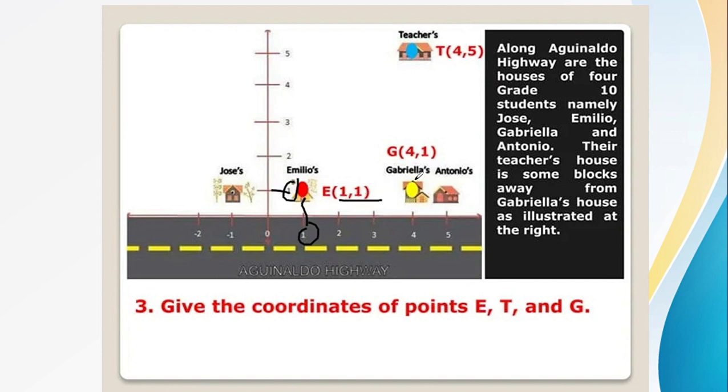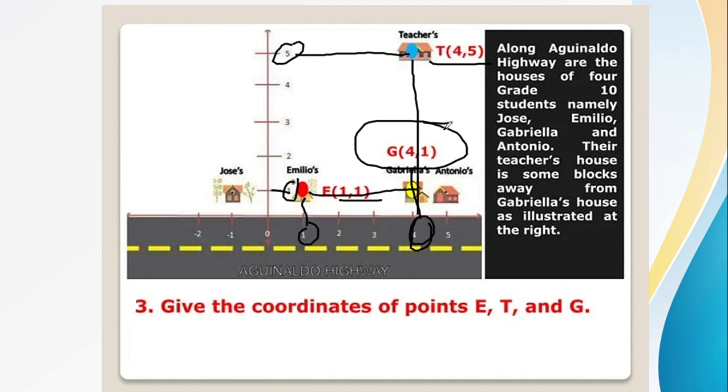Now, for T, that is their teacher's house. Looking at the coordinates of T, this is 4, and then 5 here. So that is why we have the coordinates 4 and 5. Now, for Gabriela's house, the coordinates of G are the same 4 here, and going down here, that is 1. So our coordinates for G are 4 and 1. Understood?